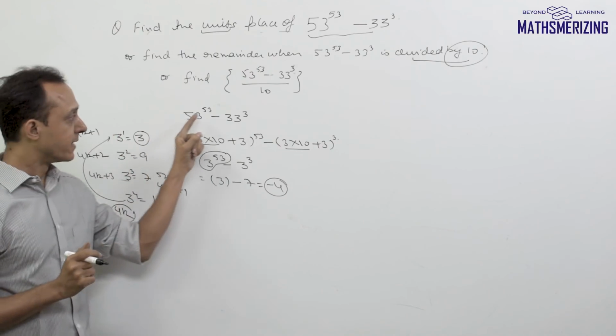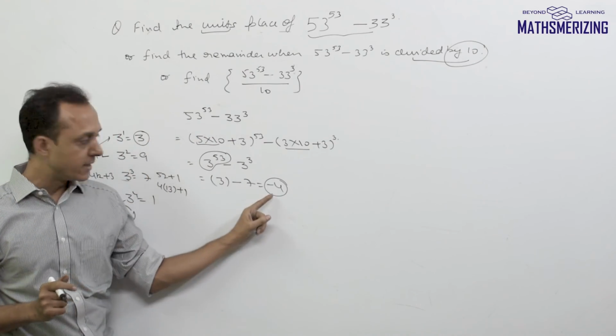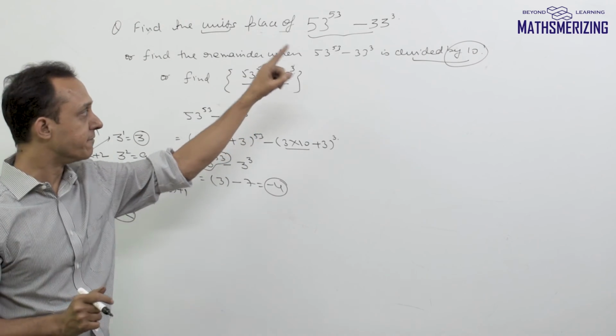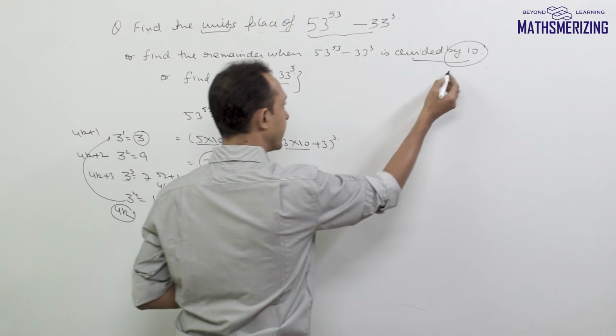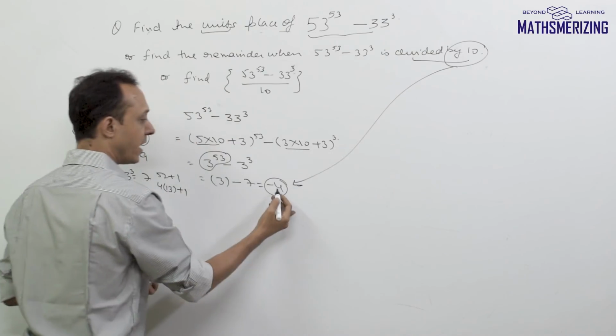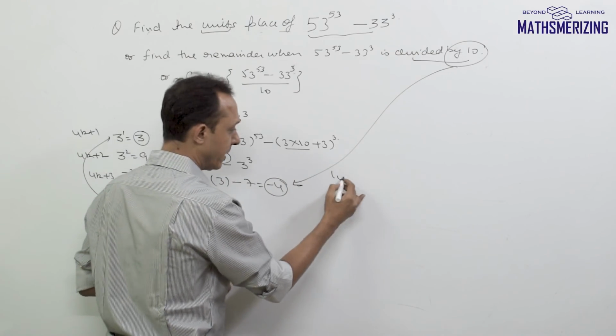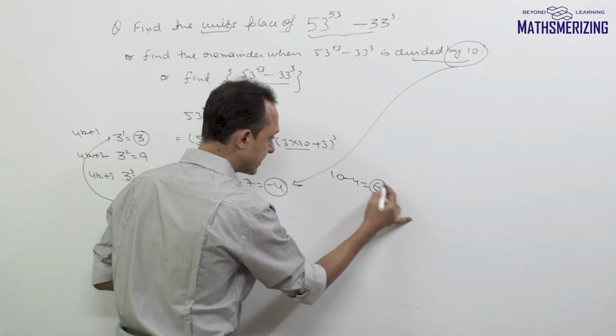Now the first number is greater than the second number, so this value cannot be negative. Also, remainder should be positive. So when I'm discussing divisibility by 10, the remainder that I'll get here, I should get a complementary number of minus 4. So there'll be 10 minus 4 and it is 6.